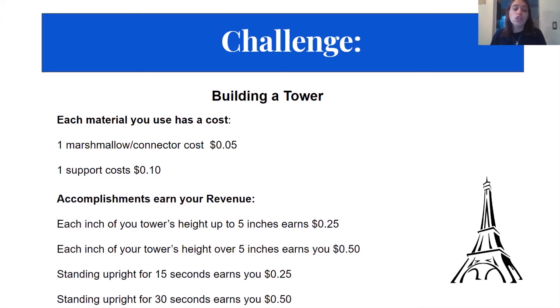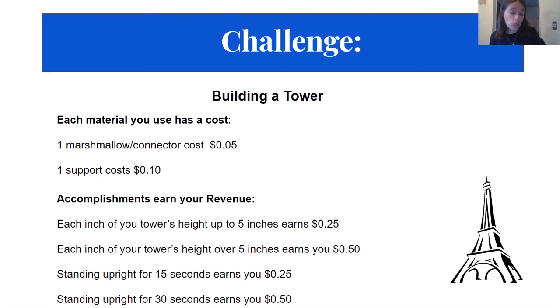Okay, so first we have to figure out how many marshmallows I use, or connectors. So as you can see, that's what's holding the ends together. So 1, 2, 3, 4, 5, 6, 7, 8. So there's 8 marshmallows here. So I have 8 marshmallows. I multiply that by 5 cents. That gives me 40 cents. All right. So my marshmallows cost me 40 cents.